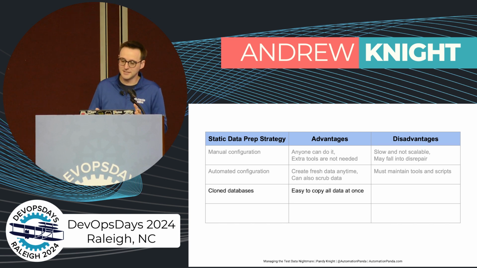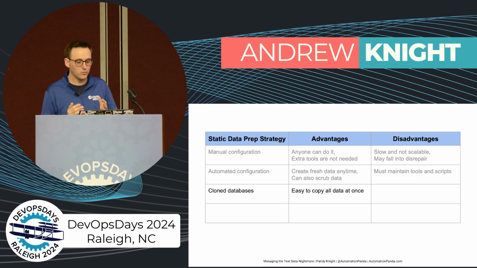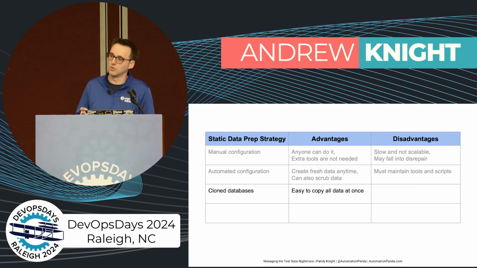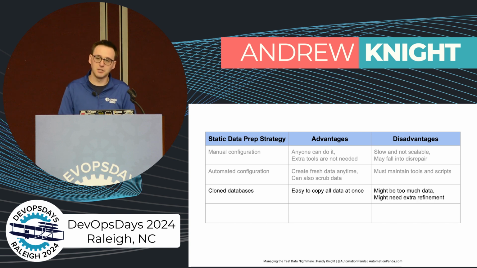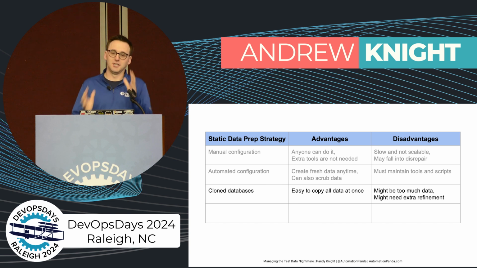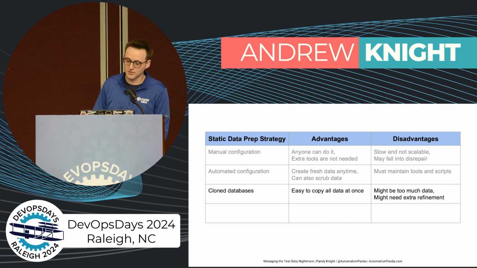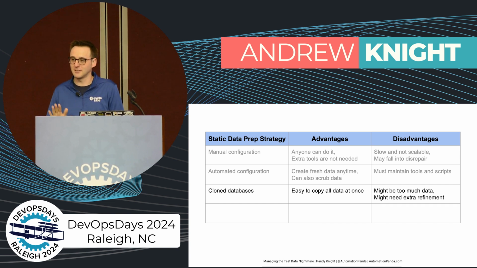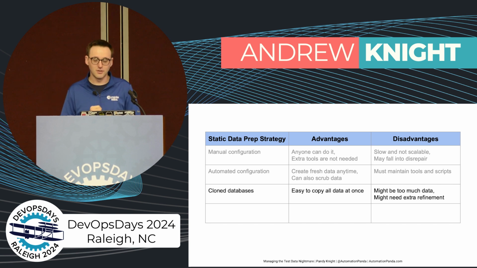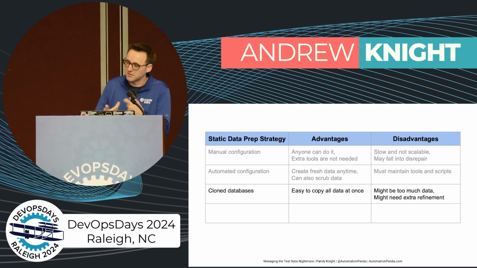Database clones make it easy to copy all data at once without worrying about any damage that a rogue test could cause. But databases can have a lot of data. I mean, a lot of data. We're talking gigabytes of data. So cloning large ones may not be practical. Clones may also need extra refinement to scrub those special fields or that personally identifiable information. And you might need some extra logic to hook them up correctly.